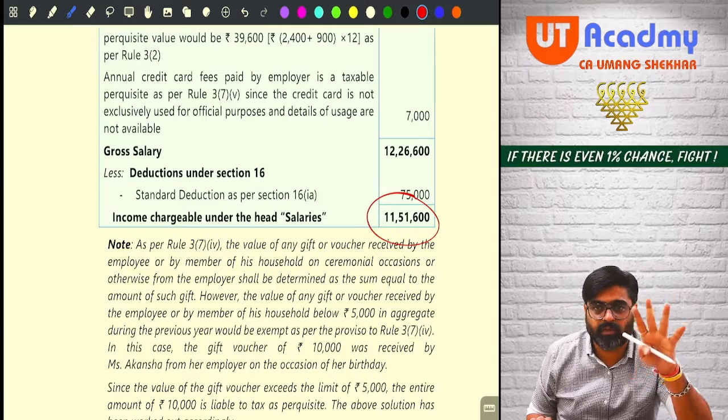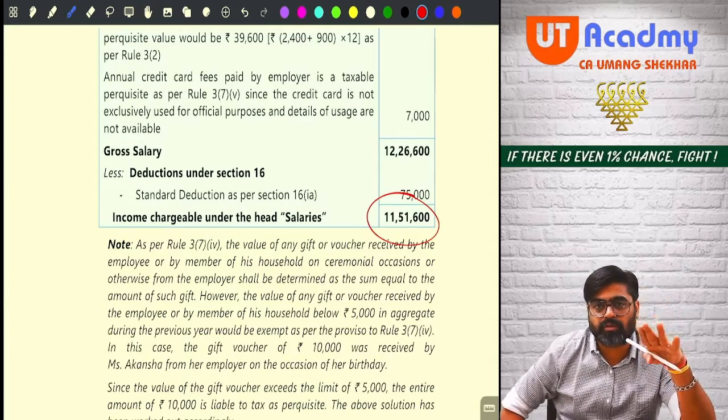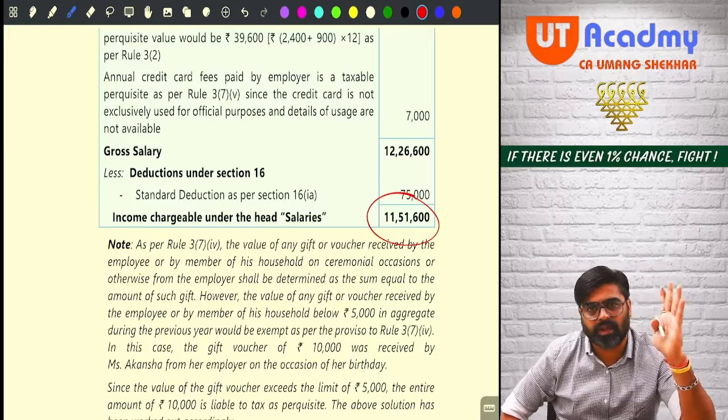So 7th question we have done. Tomorrow we are going to finish this chapter, because only medical facility is remaining, LTC is remaining, and PF, and few questions. That's it. We are going to end this tomorrow only.